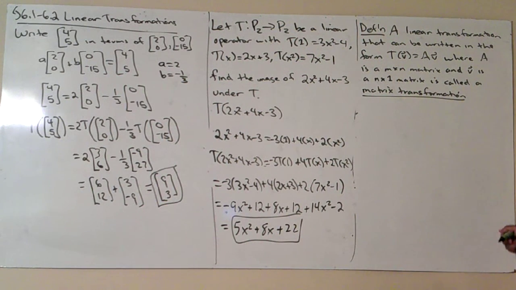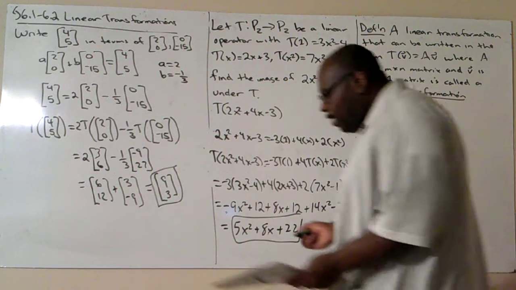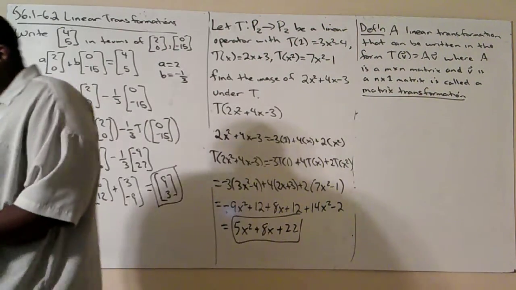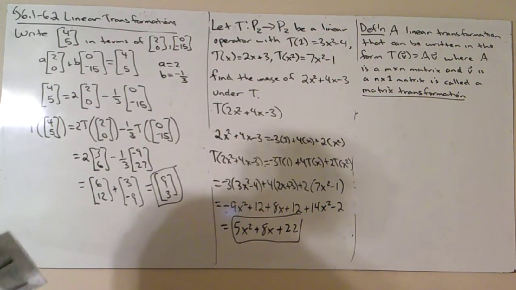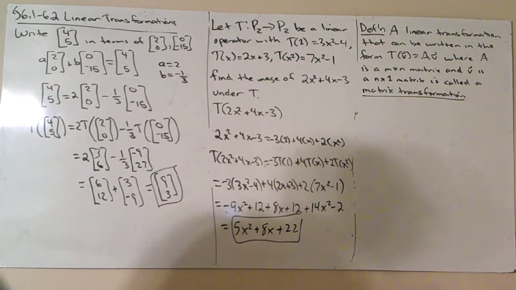So a linear transformation that can be written essentially as a matrix. If a linear transformation can be written as a matrix times a vector, then it's a matrix transformation. If I can write that linear transformation as a matrix times a vector, and that's it, nothing else added, then it is a matrix transformation. So here are some examples of matrix transformations.